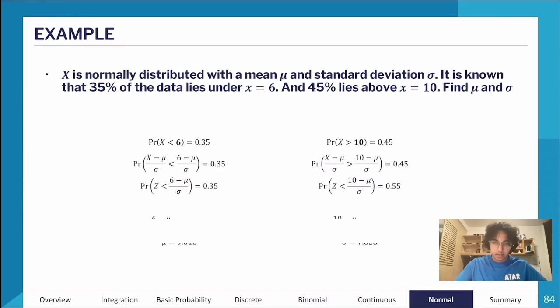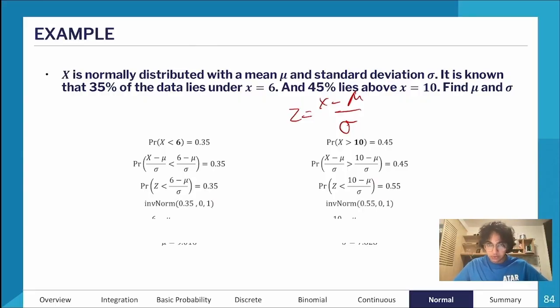So I can use my z equal to x minus mu over sigma from earlier to standardize it to the standard normal distribution, right? Then I can use inverse normal because the area under the standard normal distribution is a known quantity. So inverse normal can handle it reasonably well. I work out what the area is, and so I work out what z is, more or less, right? And then from there, I can use simultaneous equations to solve for mu and sigma.